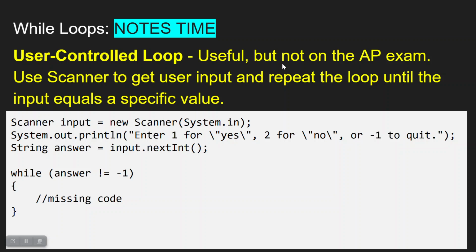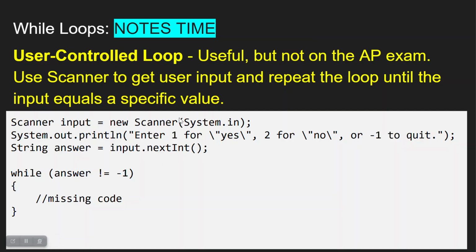They are very useful, but it's also important to know that they are not on your AP exam. So, to use a user-controlled loop, you have to use scanner to get input, and then repeat the loop until input equals a specific value, until you get that sentinel value. So again, you won't be tested on this on the exam, but for the majority of the programs that you're going to want to make in this class, you're going to want to use scanner. And, again, you're probably going to do a user-controlled loop.